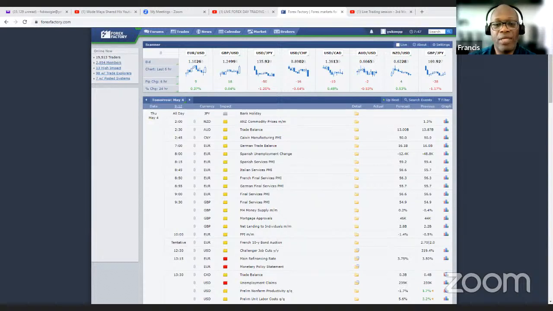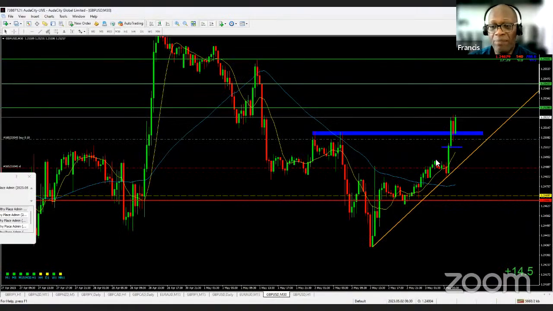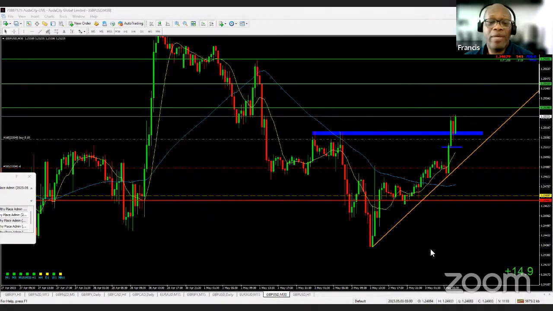Let me share the screen again. So yeah, we are 14 pips in, which is good. Hopefully it hits my TP when I want to take some profits. So I'm going to be stopping the recording now. We'll carry on on Zoom anyhow.